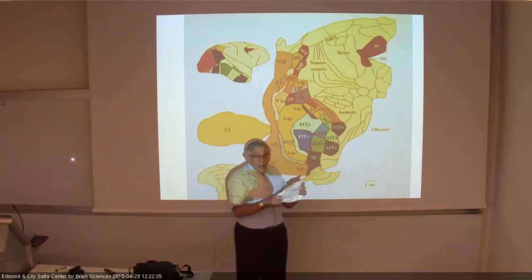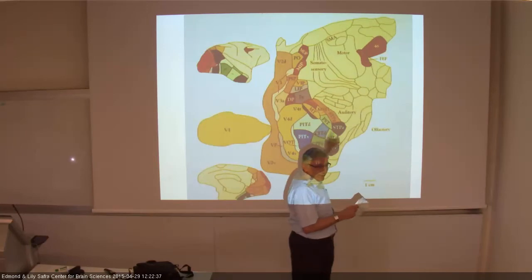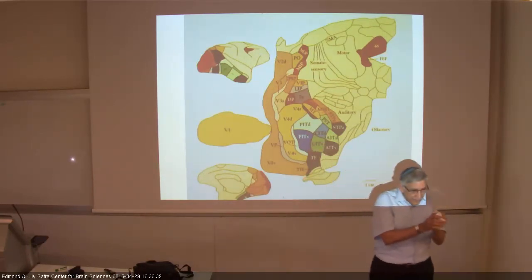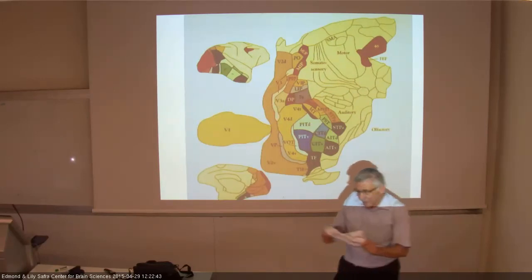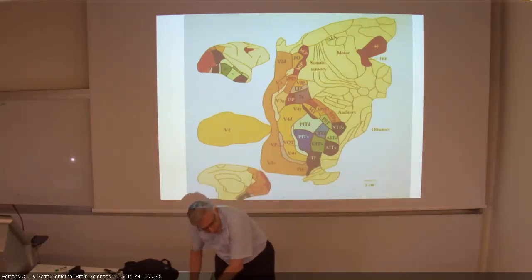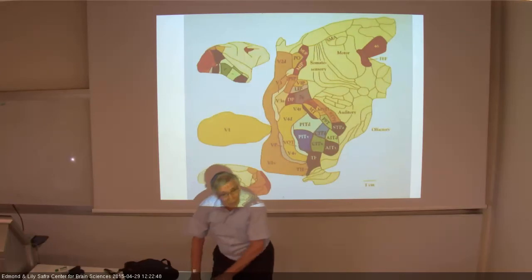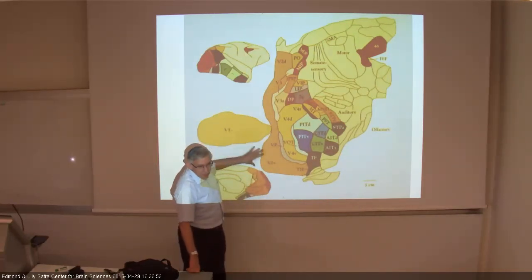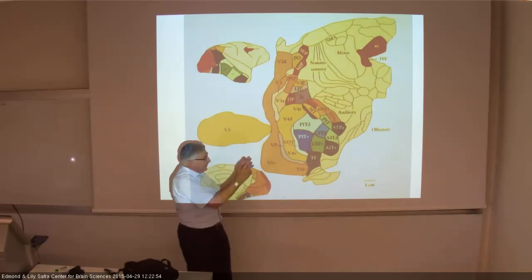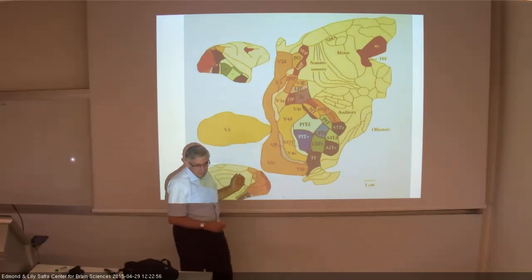So, how do they make this kind of a map? They take this thing out of the monkey and open it up very carefully. And then they take an iron and they iron it flat. Sometimes it gets torn. So that's why we want to separate it, because when it was folded, those parts were connected.